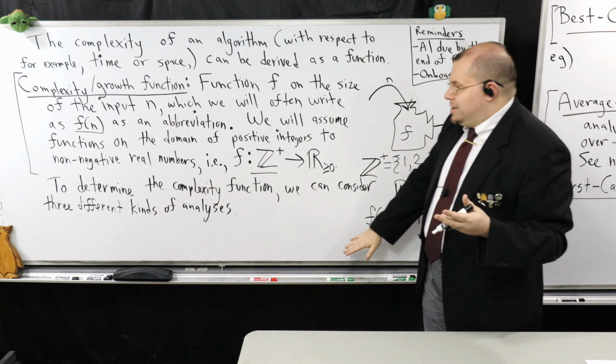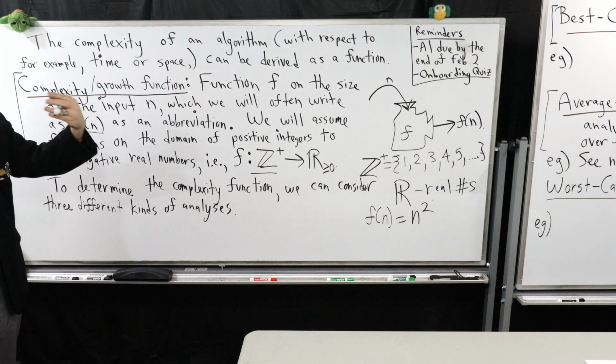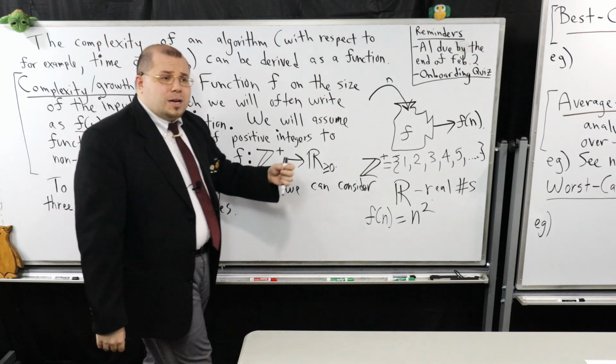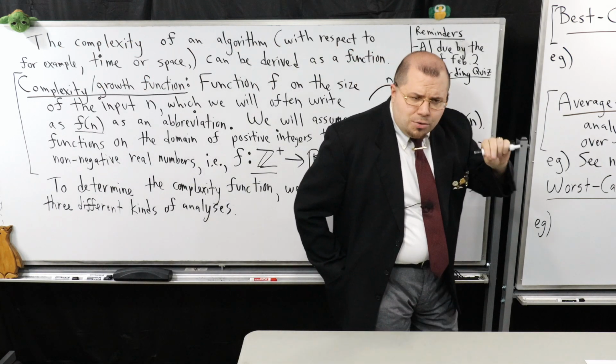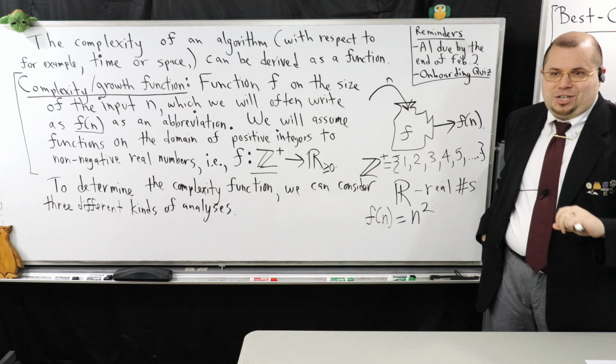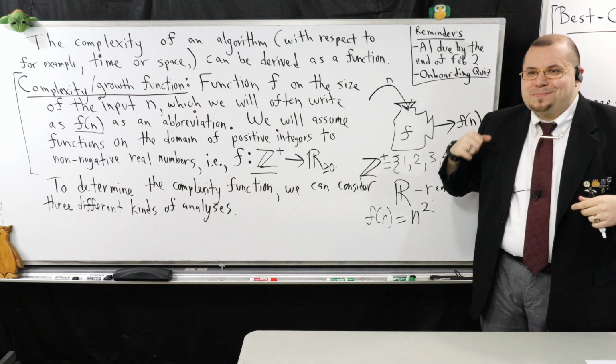So we're going to pick some kind of analysis so we can study our algorithm. And then we derive one of these complexity functions based on how the algorithm behaves. And then what we're going to see today is we're going to count up the operations that the algorithm does in that situation. And that's how we get one of these functions.